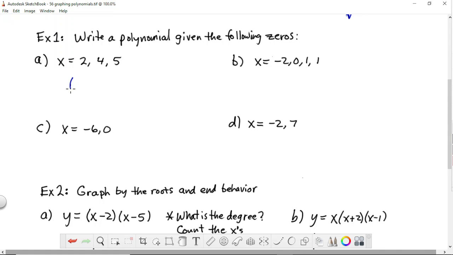Well, each of those zeros comes from a factor. You have to have an x minus 2 in there, right, to get the 0 of 2. And you have to have an x minus 4, and you have an x minus 5. Because you will solve the binomial, right? You will do x minus 2 has to be 0. Add 2 to both sides, so x equals 2. So that is just showing that x minus 2 is going to be a factor of a polynomial that has 2 as a 0.